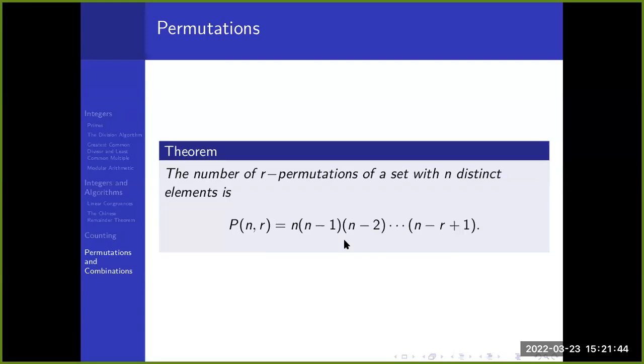So here is a theorem which shows us how to count the number of R permutations of a set with n distinct elements. And the claim is the following, that this number, the number of R permutations, not just permutation.